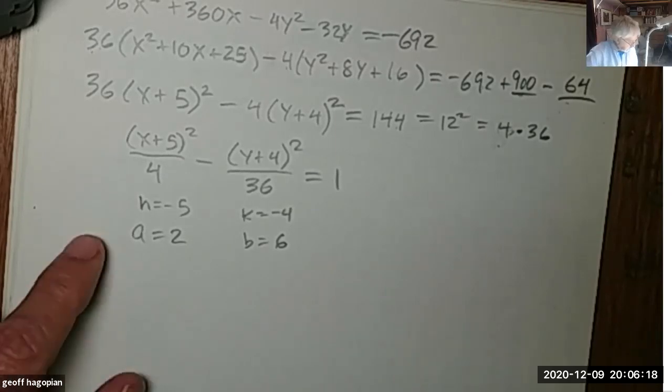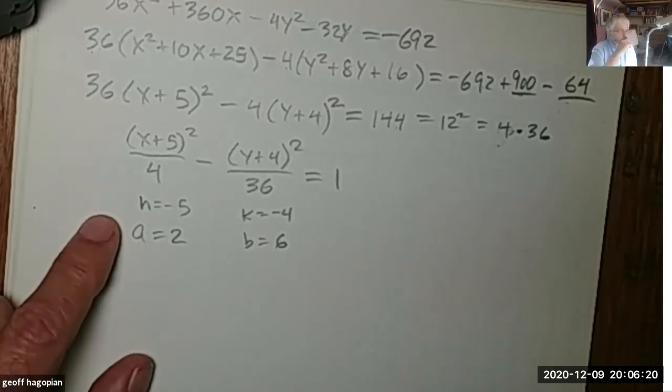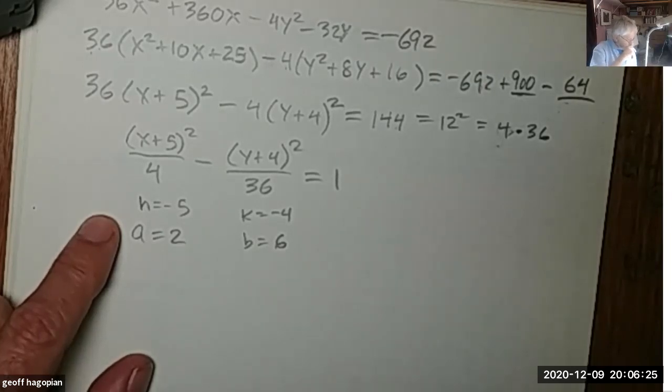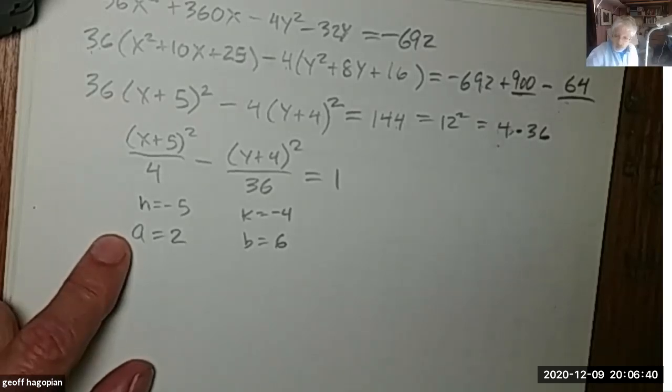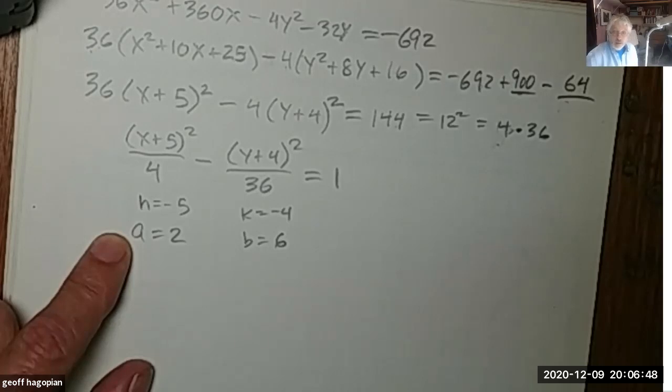H is -5, right? K is -4. A is 2, and B is 6. Resistance is futile. Yeah, we get all green checks.